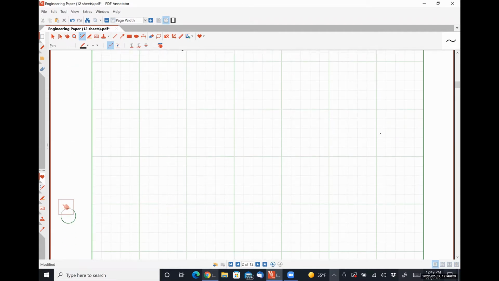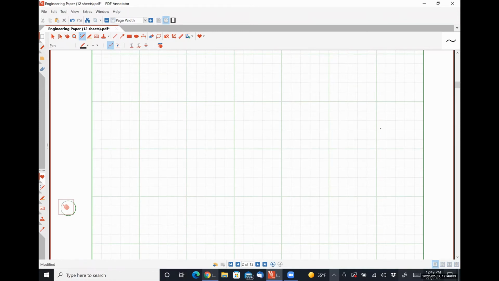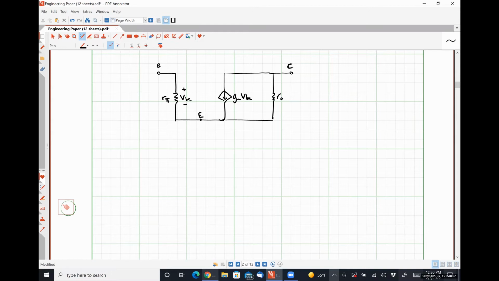So with the early resistance included, or the early effect included, our small signal model is going to look something like this. So here is our base. Here's our emitter terminal. In parallel with our current source, we're now going to have that resistance r naught. And then over here is our collector, right?